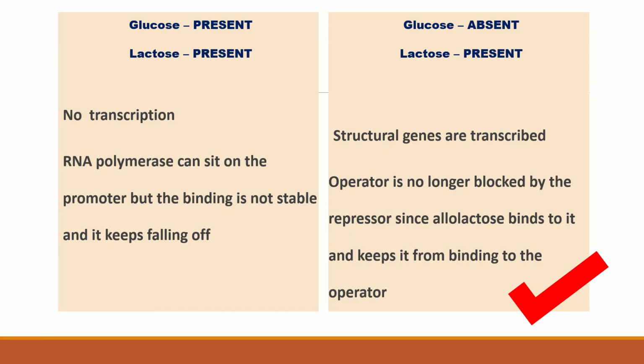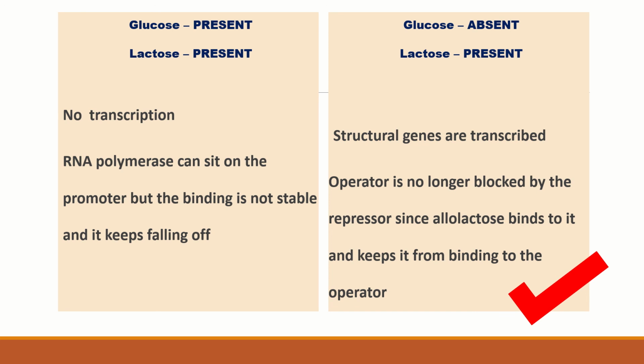Now we will come to the third condition. The third condition is where glucose is present and lactose is also present. What will happen here? Here also we see no transcription. Why? Because RNA polymerase will be able to sit on the promoter, but the binding is not stable, and as a result what will happen? It will keep falling off. And if it falls off, there will be no transcription of the structural genes.